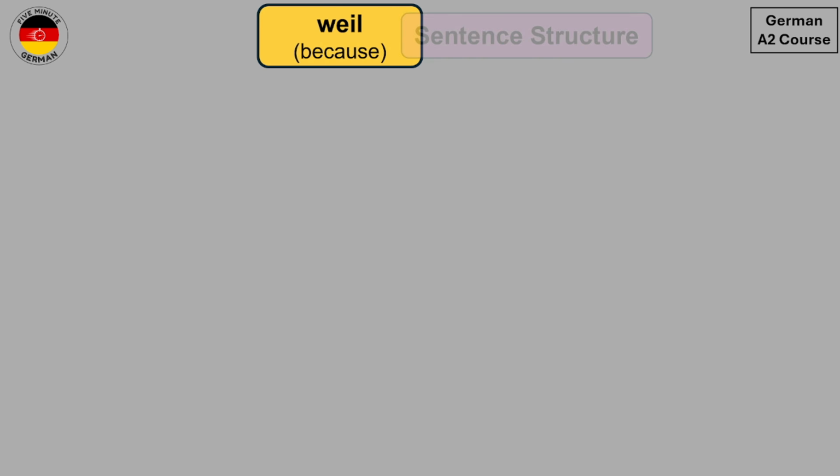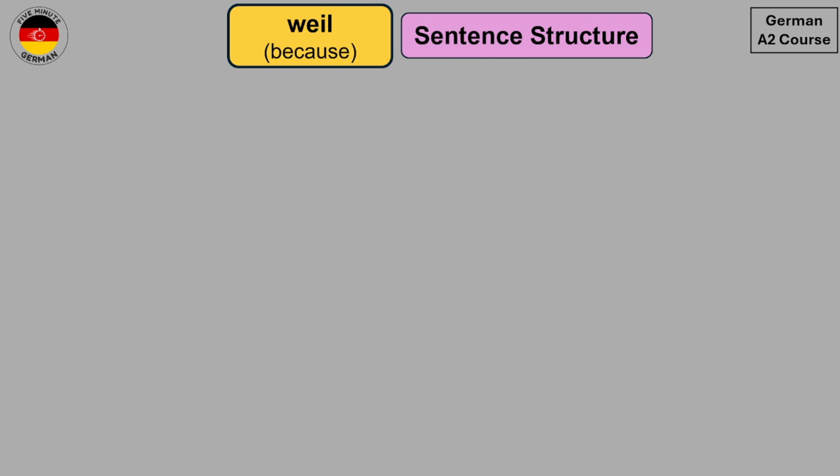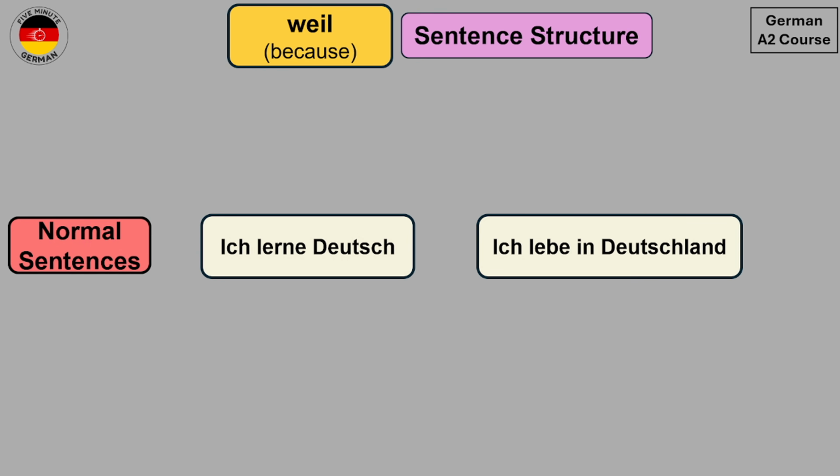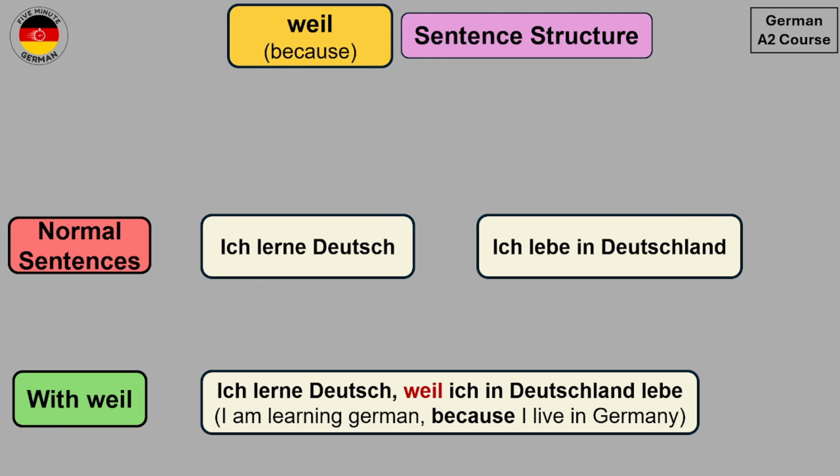Now let's take a look at the sentence structure of weil. Over here we have the normal sentences which are Ich lerne Deutsch and Ich lebe in Deutschland. Now when we connect them together with weil, the new sentence will be Ich lerne Deutsch, weil ich in Deutschland lebe. I am learning German because I live in Germany.